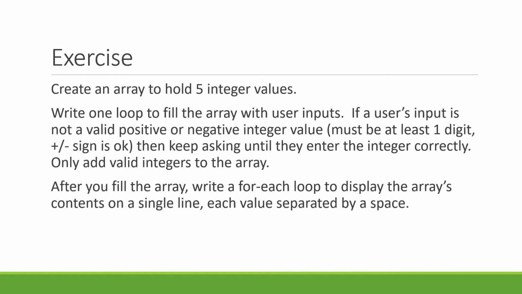Try this programming exercise. Create an array to hold 5 integer values. Write one loop to fill the array with user inputs. If a user inputs a value that's not a valid integer, and we will allow negatives, that's okay. Keep asking until they enter it correctly. After you fill the array, write a for each loop that prints the array elements all on a single line with a space between them. Go ahead and pause the video, give the exercise a try, and then I'll show you my solution.